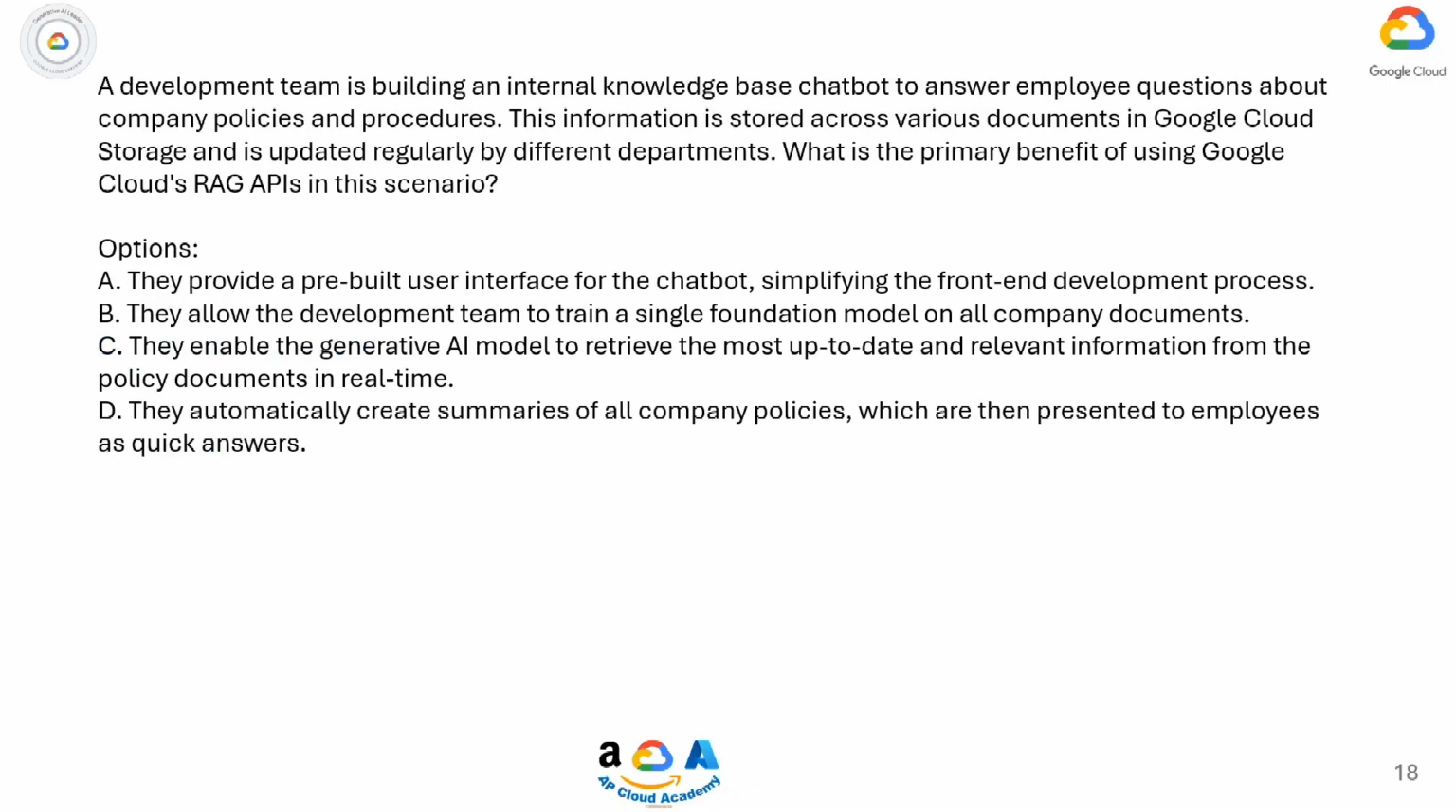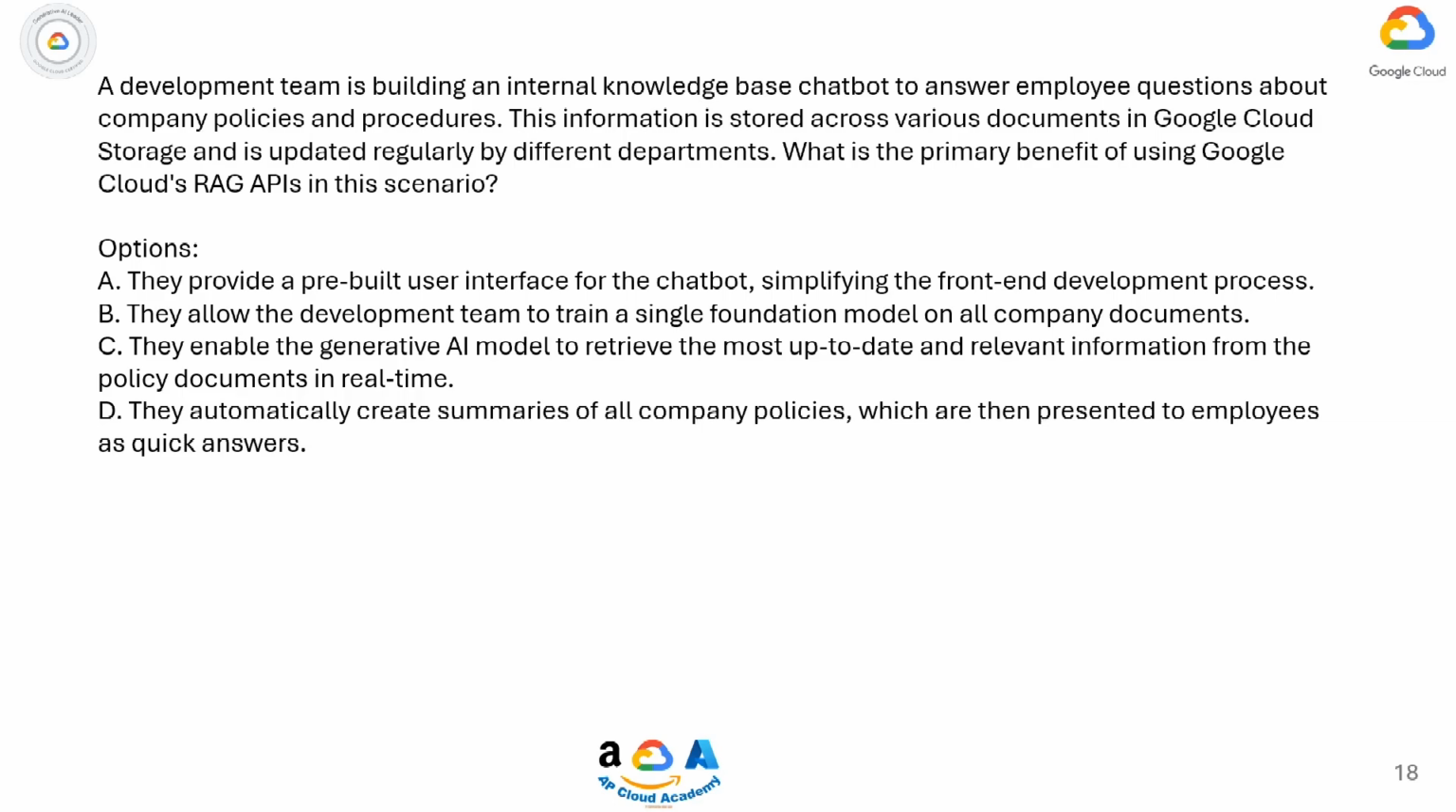A development team is building an internal knowledge-based chatbot to answer employee questions about company policies and procedures. This information is stored across various documents in Google Cloud Storage and is updated regularly by different departments. What is the primary benefit of using Google Cloud's RAG APIs in this scenario?